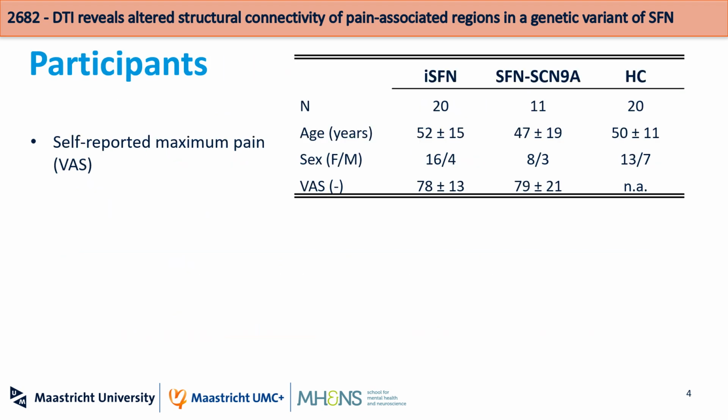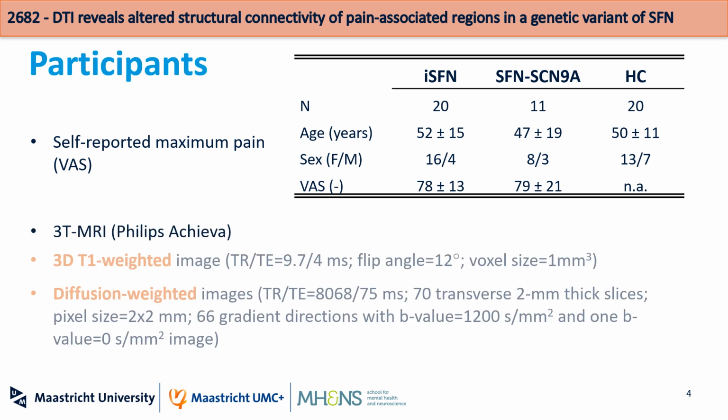To study this, our sample comprised 20 patients with idiopathic SFN, 11 with a genetic variant of SFN, and 20 healthy controls. For the patients, we also obtained a self-reported maximum pain using a visual analog scale. All subjects underwent 3T MRI imaging, and we acquired a 3D T1 weighted image and a diffusion weighted image using the settings that are displayed on the slide.